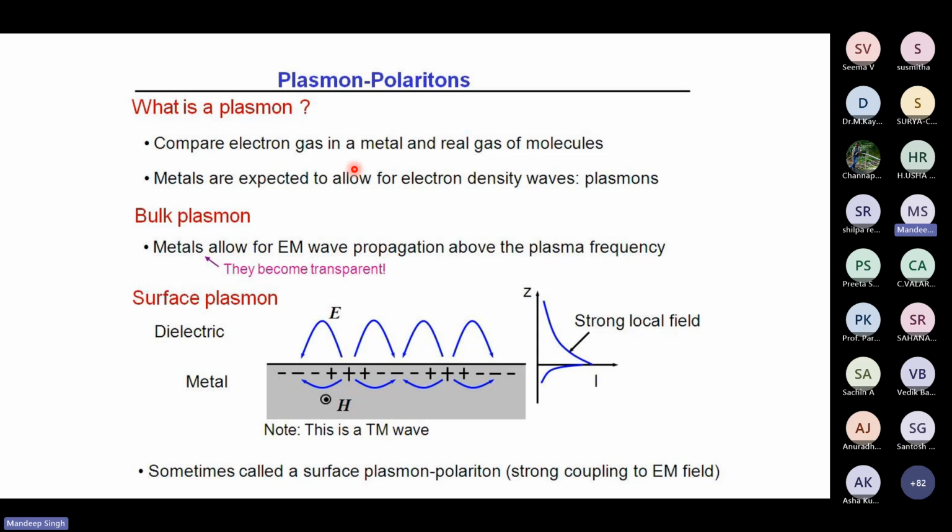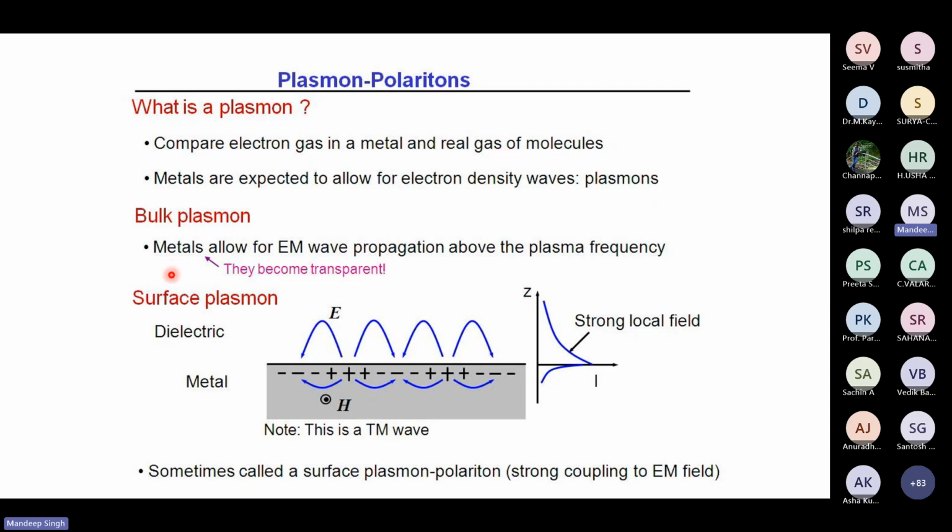So we are comparing with the gas molecules, and based on this we will apply some model, and we will calculate the minimum conditions, okay, how it behaves at high frequency. So for this, we can say metals are expected to allow for electron density waves. That electron density wave is nothing but the plasmons.